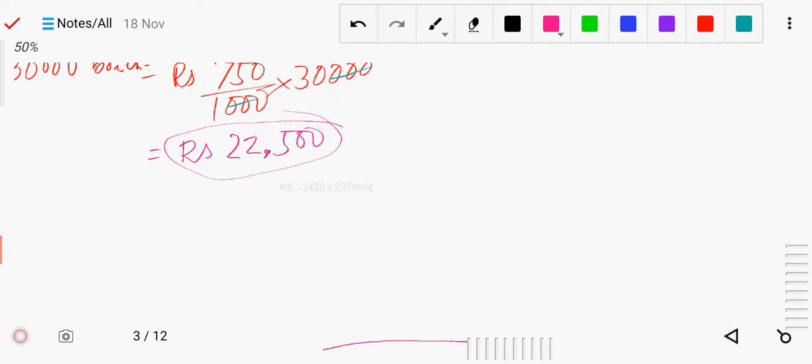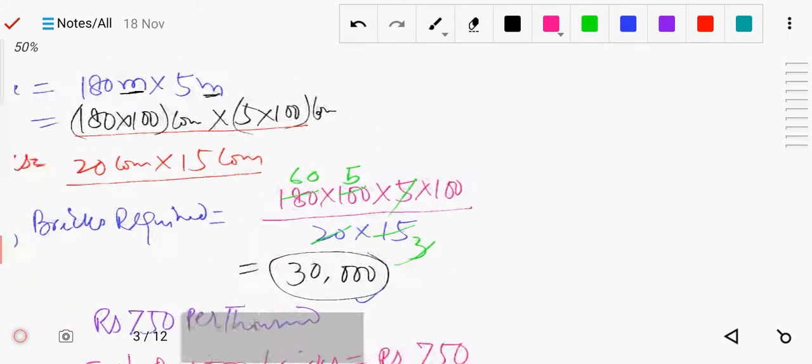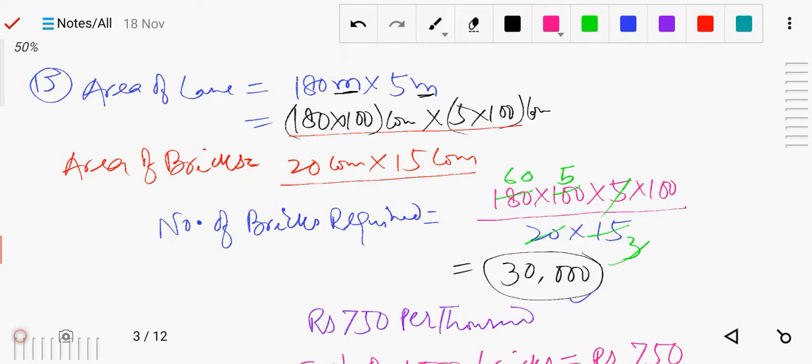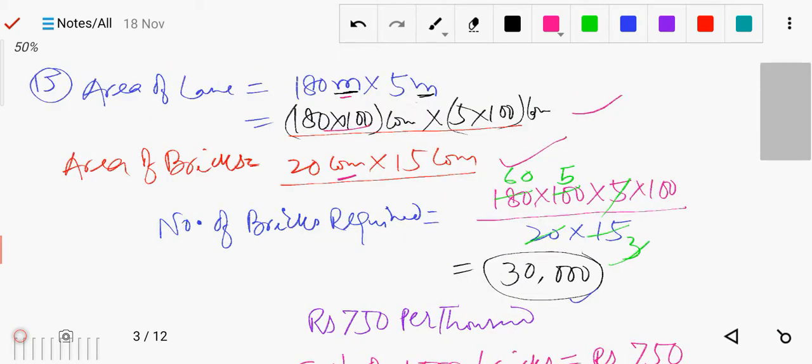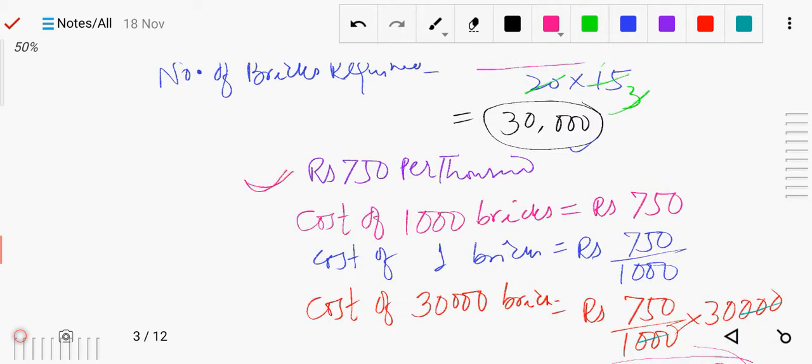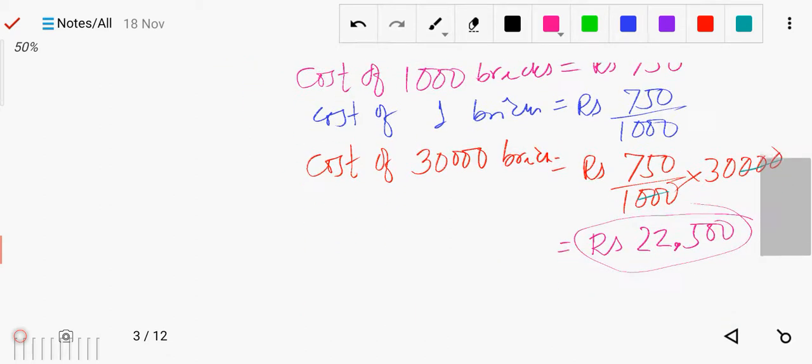Okay, once again you can see it. The area of lane and the area of brick: here we have changed, because one is in meters and the other in centimeters, so make it one unit. Then we find the number of bricks: area of lane divided by area of brick. In the question it was given 750 per thousand, which means the cost of 1000 bricks is 750. So we find the cost of one brick, then the cost of 30,000 bricks.